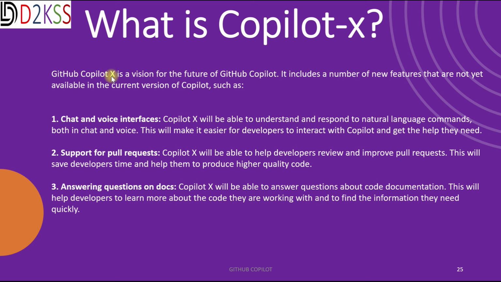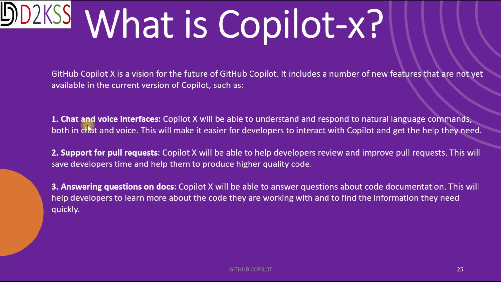So what is GitHub Copilot X? GitHub Copilot X is a vision for the future of GitHub Copilot. It includes new features that are not yet available in the current version of Copilot. The features are chat and voice interface, support for pull requests, and answering questions on the docs.